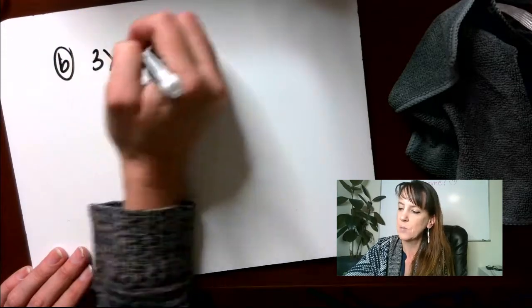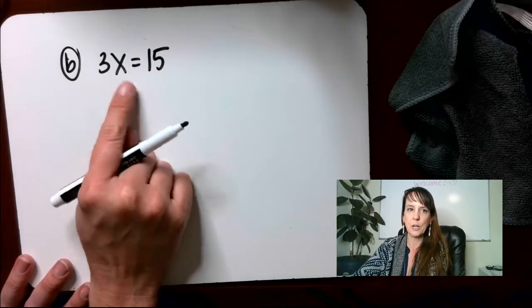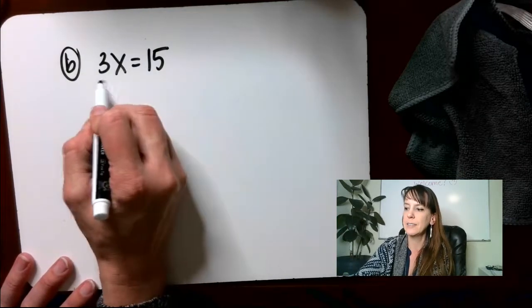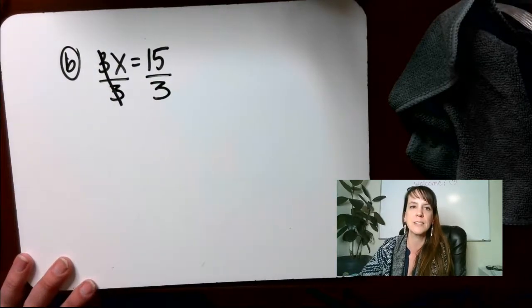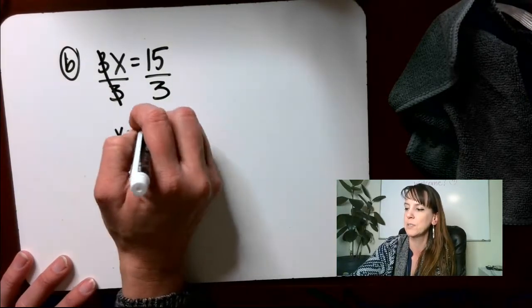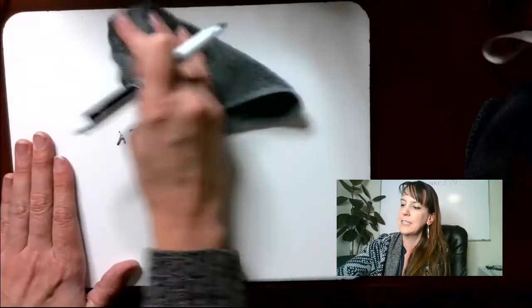3x equals 15. All right, guys. So to get that x by itself, currently we're multiplying. The opposite of multiply, divide. Divide both sides by 3. Those cancel out, and I'm left with x equals 5. X equals 5. Let's look at C.